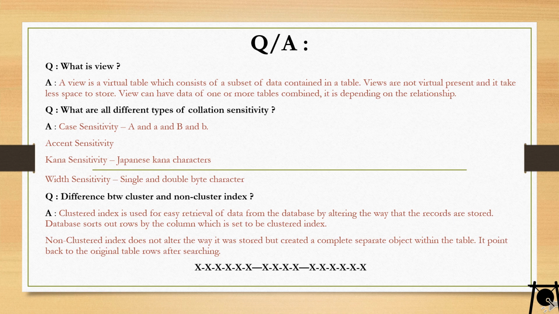Difference between clustered and non-clustered index. Clustered index is used for easy retrieval of data from the database by altering the way that the records are stored. Database sorts out rows by the column which is set to be clustered index. Non-clustered index does not alter the way it was stored but creates a completely separate object within the table. It points back to the original table rows after searching.